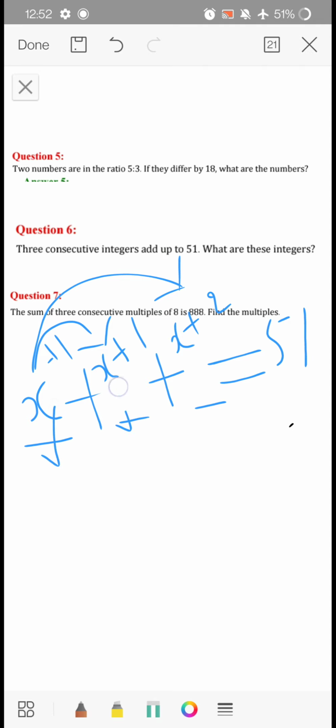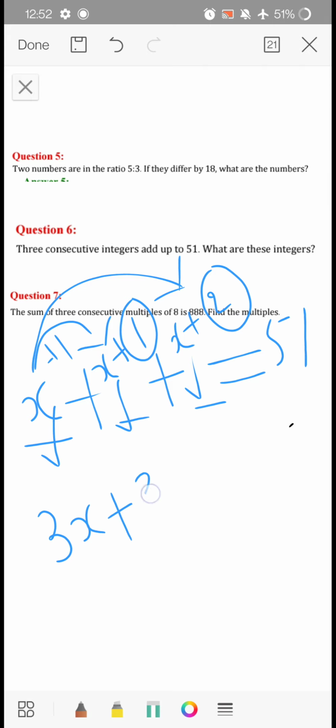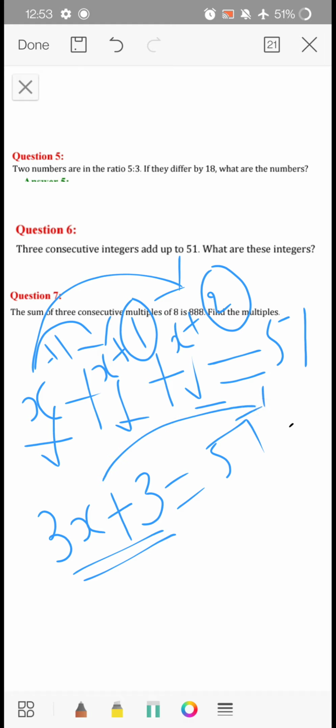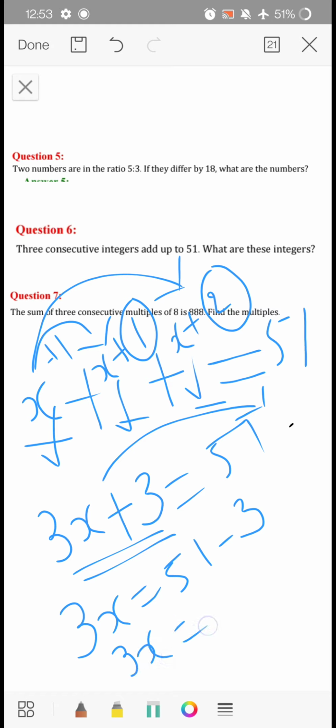Now how many x are there? 1, 2 and 3. So 3x, and the constant numbers 2 and 1 make 3. We will not add 2 and 1 with x because these are not like terms. x will be added with x only, and constants with constants. Now you can see these are in addition. If you transpose, then it will be in subtraction. So 3x is equal to 51 minus 3. Now solve it. 3x is equal to 51 minus 3. Can you tell me the answer? Yes, it is 48. Right?